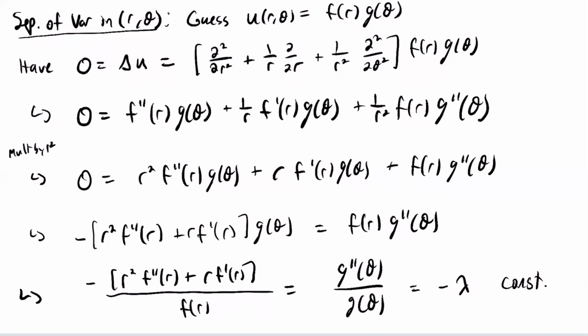Using again the same argument we've seen many times by now, since I have a function of r equal to a function of theta, and these are separate variables, the only way this can happen is if they're both constants and independent of either variable, right? And they have to be equal to the same constant.